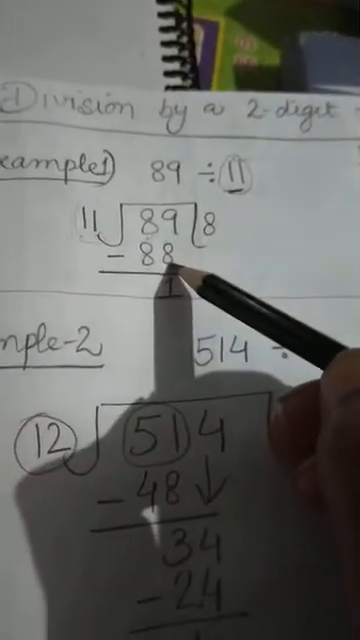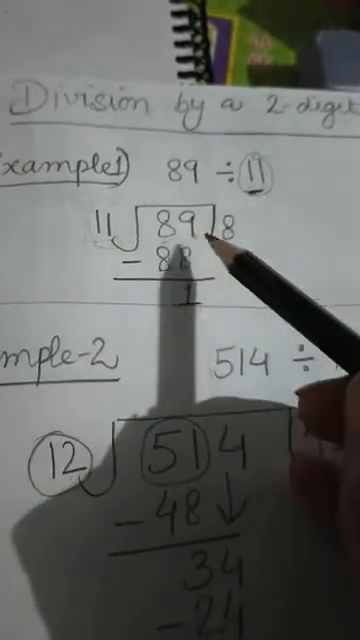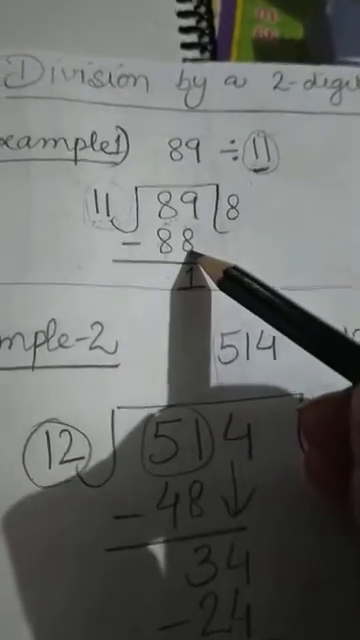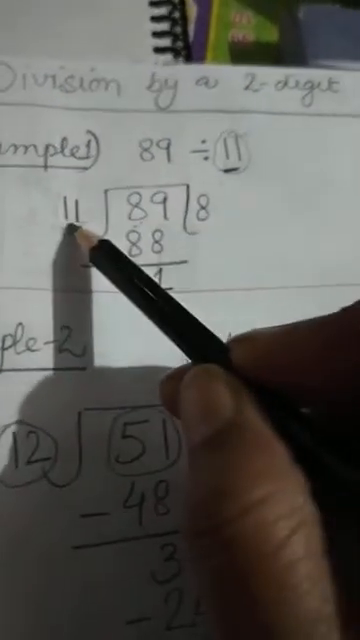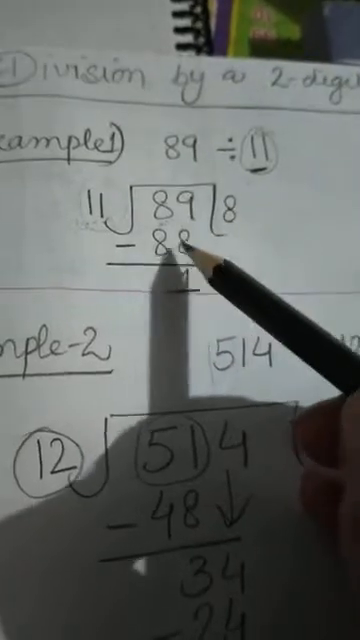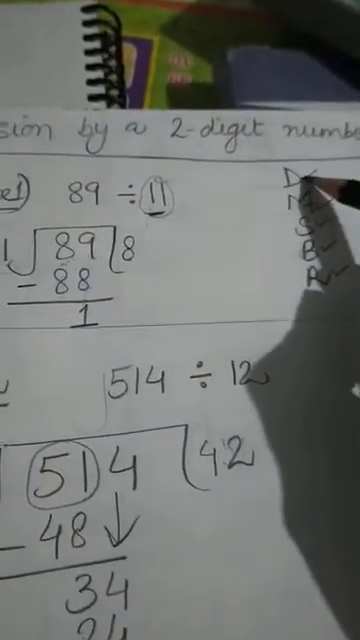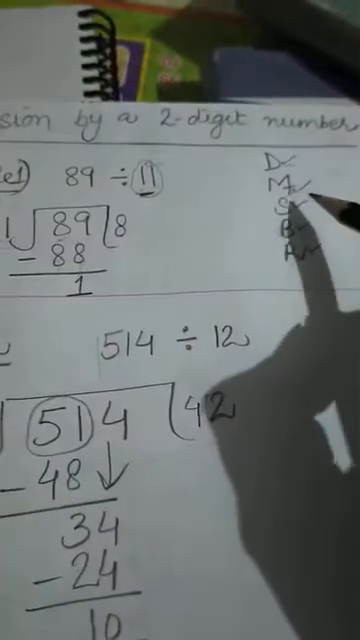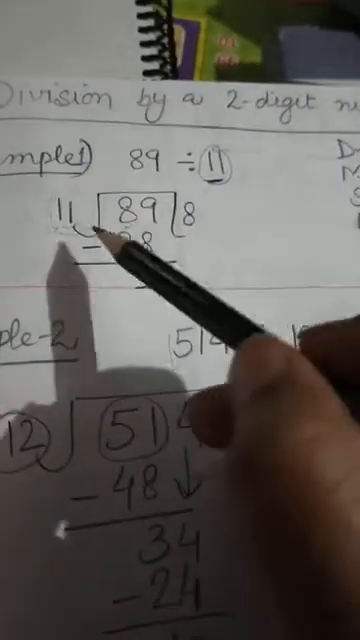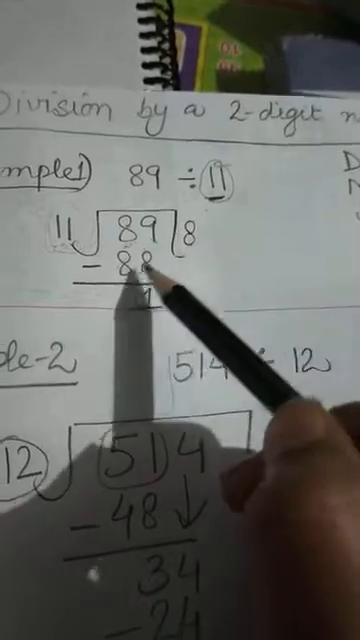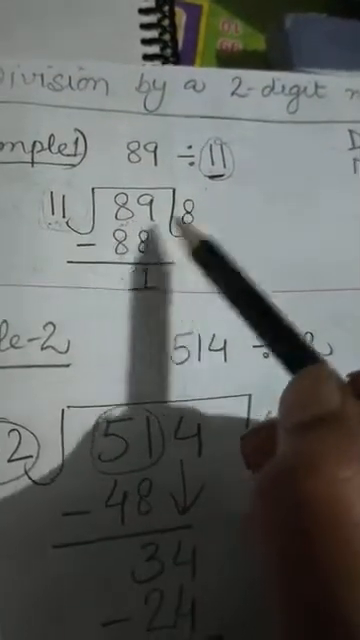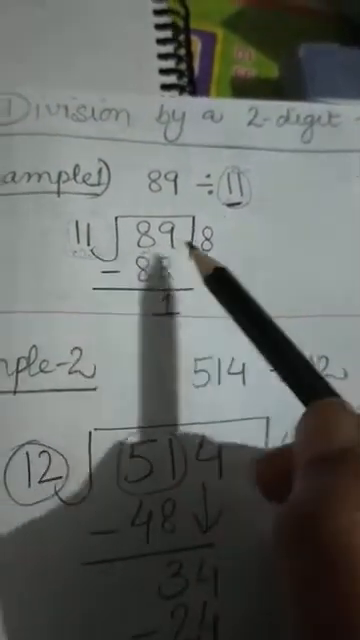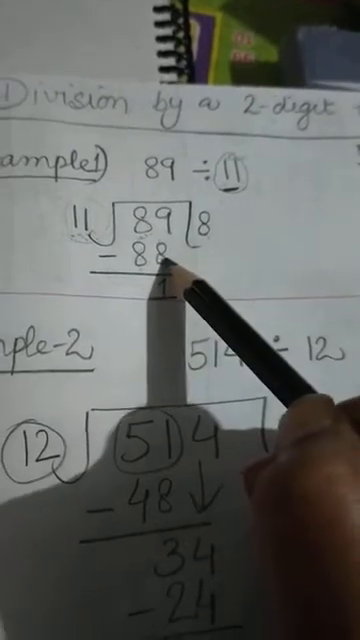And 88, how has it come? 11 eights are 88. Here we have done multiplication. First step we have done division, means we have divided 89 by 11. Second step is multiplication, that is 11 eights are 88. 11 multiplied by 8 is equal to 88. We have written 88 here.